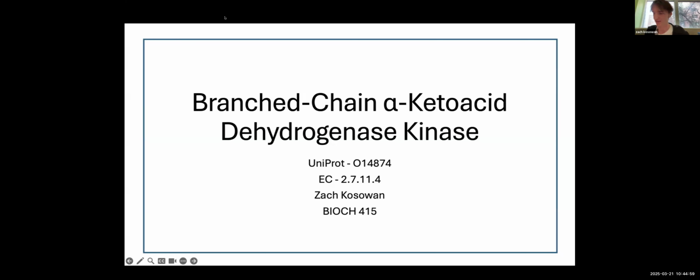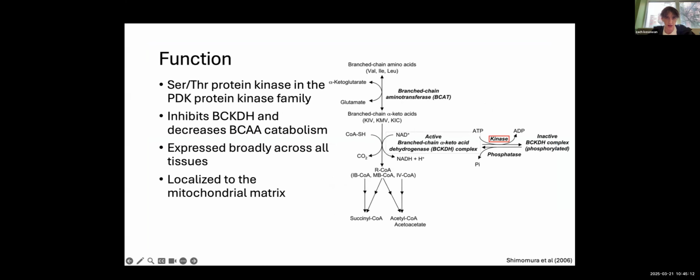Okay, last presentation here. So I'm going to be talking about branched chain alpha keto acid dehydrogenase kinase, or BCKDK for short. Like the name implies, BCKDK is a kinase involved in the metabolism of branched chain amino acids. So that would be valine, leucine, and isoleucine.